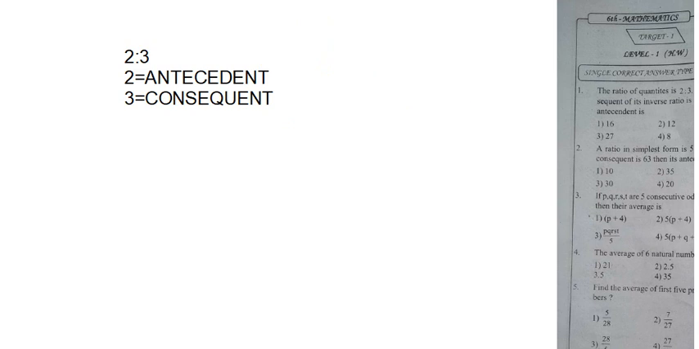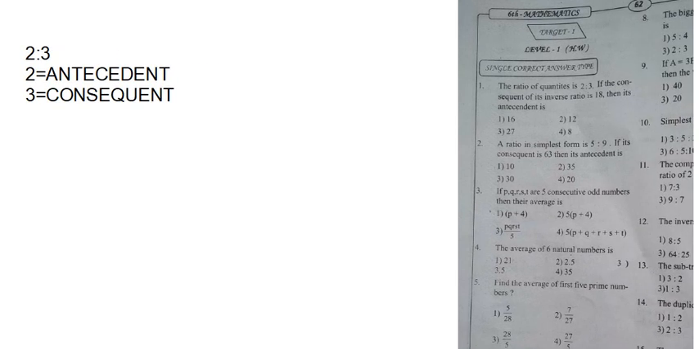Yes, 2 is the antecedent and 3 is the consequent. And they are telling that if the consequent of its inverse is equal to 18, what does consequent inverse mean? Inverse is nothing but 1 by something, as we have read. The consequent is 3, and that is equal to 18. In what table will it go? 3 ones are 3, 3 sixes are 18.